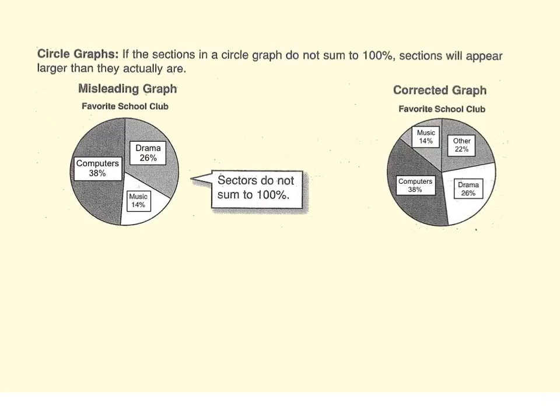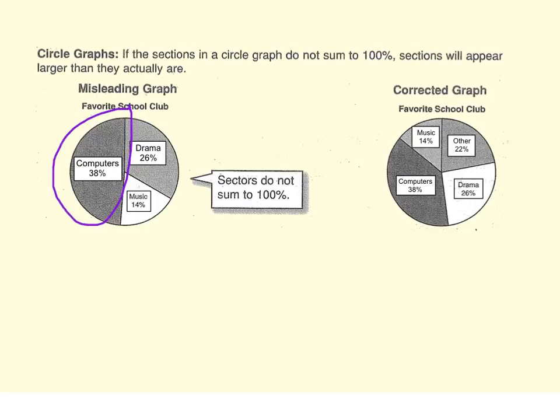One thing to know about circle graphs: if the sections in a circle graph do not add up to 100%, sections will appear larger than they are. So if the one on the left is a misleading graph, you've got computers 38%, music 14%, drama 26%. Well, I'll tell you, not everyone pays attention to those numbers. What they'll notice is this huge computer section. And they'd say, wow, the favorite school club is computers. That's what the students are really into. Maybe we'll put a lot of money into that because that's almost half the student population.